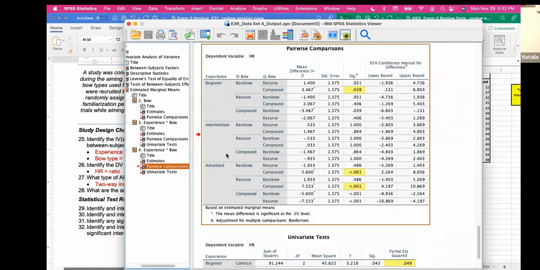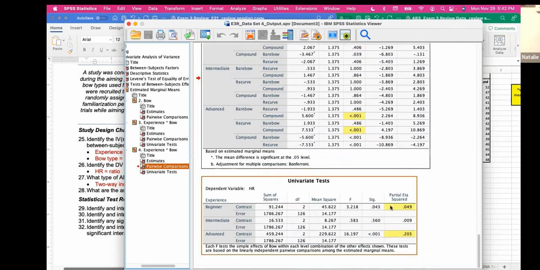For our other set of pairwise comparisons, for the interaction, we were looking at differences between bow types within experience level. We had a significant pair within the beginner level, as well as a significant pair in the advanced level. So that's why I've only highlighted 2 effect sizes in my univariate table underneath.